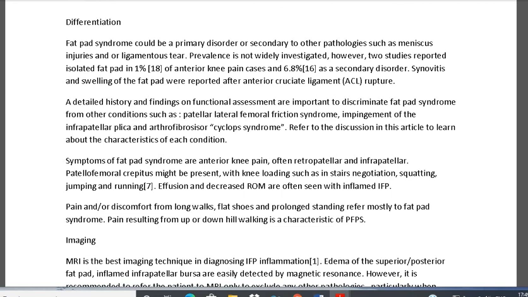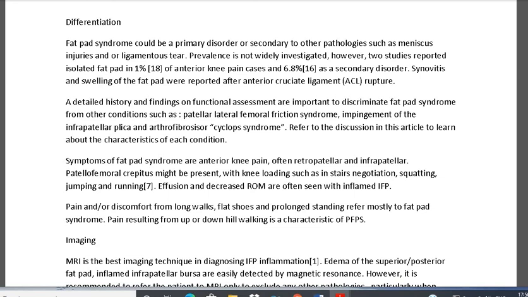Detailed history and findings of the functional assessment are very important to discriminate fat pad syndrome from other conditions such as patellar lateral femoral friction syndrome, impingement of the infrapatellar plica, or cyclops syndrome, which we have discussed in previous conditions and classes.